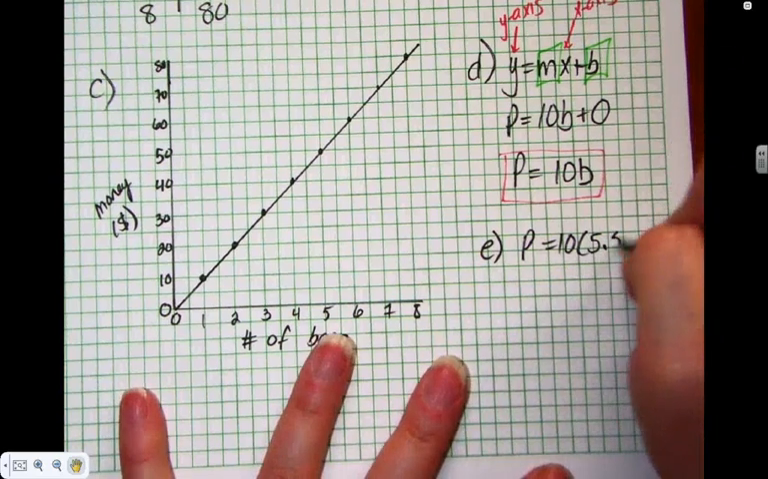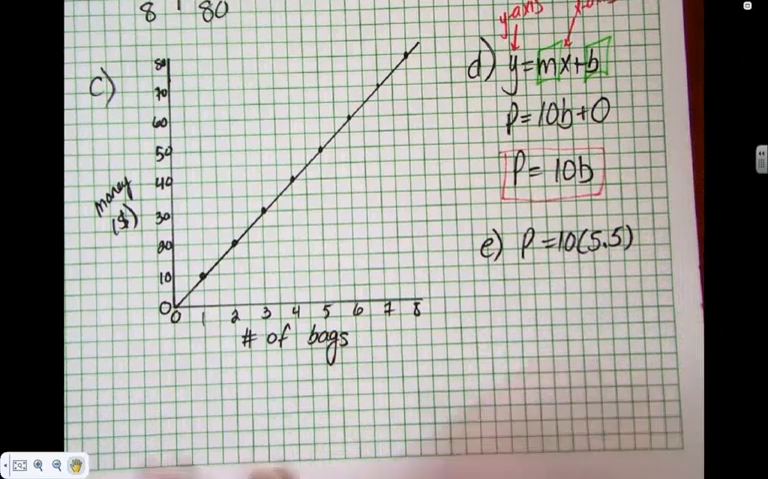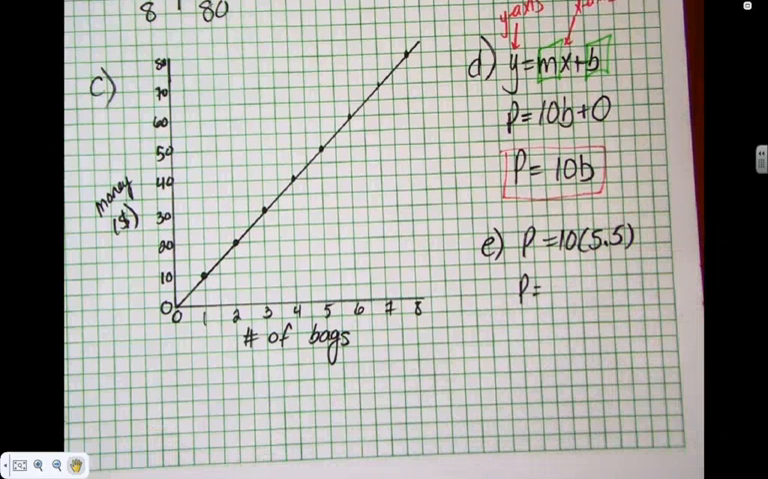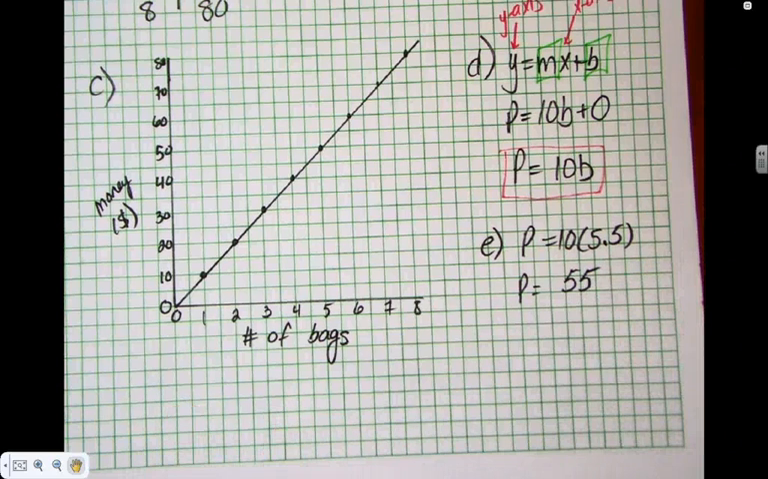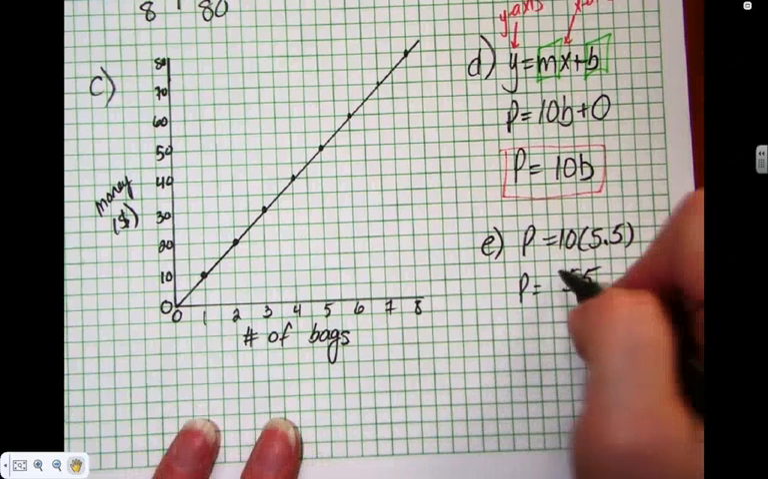5.5. Please don't use your calculator. 10 times 5.5. 55, and we need some units. Dollars.